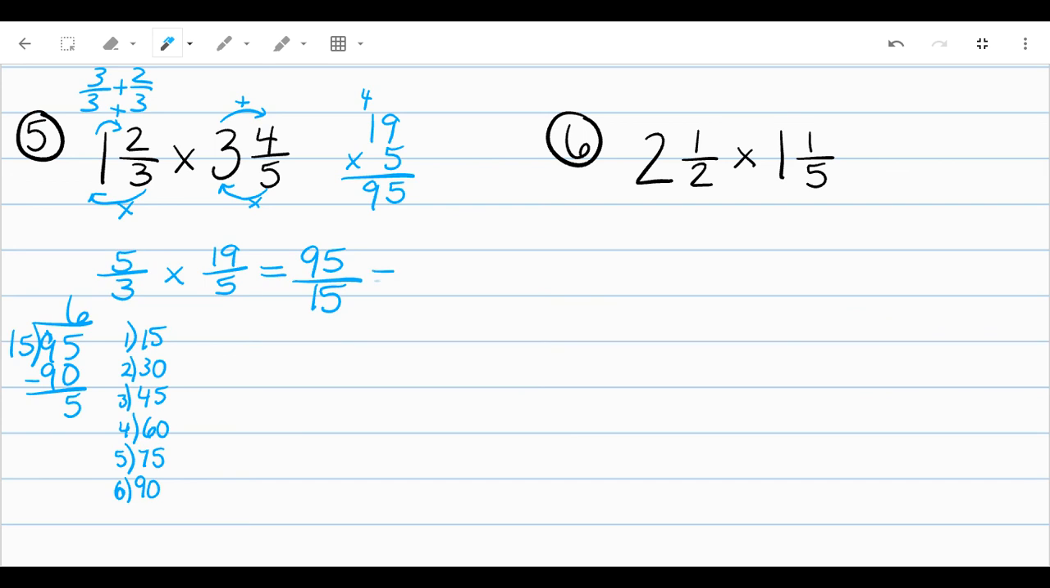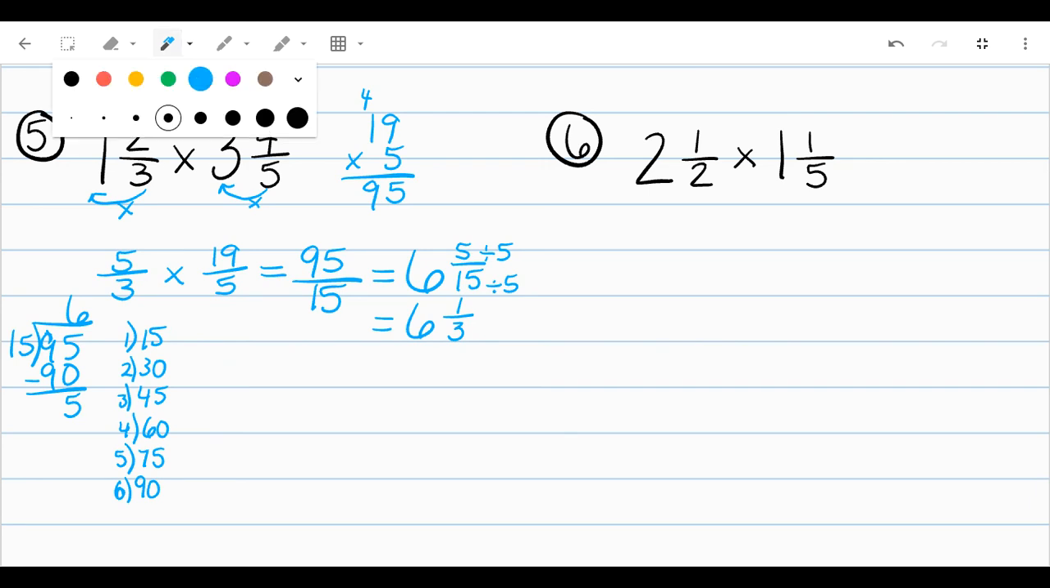So my answer becomes 6. My remainder 5 becomes my numerator, and my denominator of 15 stays the same. Now, 6 and 5/15 can also be simplified as 6 and 1/3 because I can divide both my numerator and my denominator by 5. So 5 divided by 5 is 1. 15 divided by 5 is 3. So remember, whatever we do to the numerator, we have to do to the denominator when we simplify.